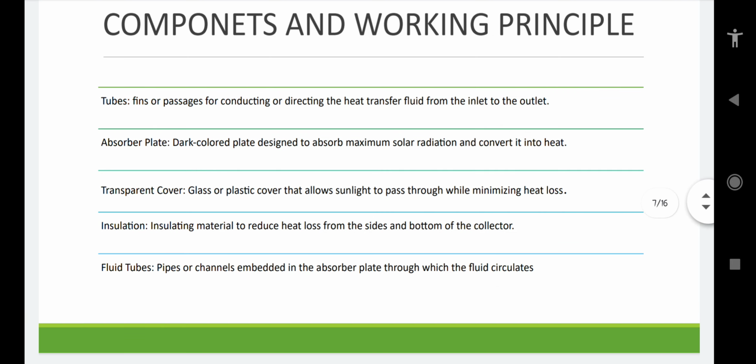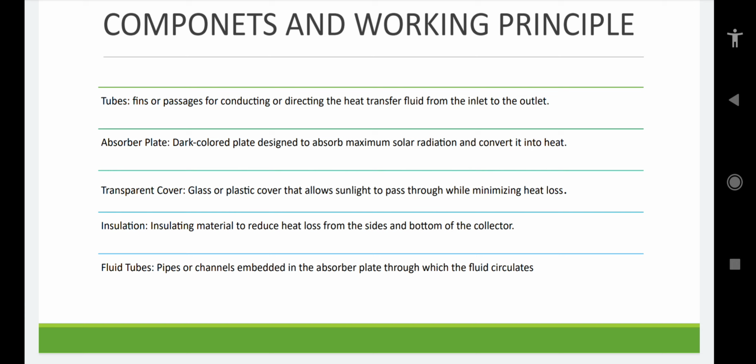The main components are tubes, absorber plate, transparent cover, insulation, and fluid tubes. Tubes are fins or passages for conducting or directing the heat transfer fluid from the inlet to the outlet. The absorber plate is a dark colored plate designed to absorb maximum solar radiation and convert it into heat. These absorber plates are used for receiving the solar energy and converting it into heat energy.